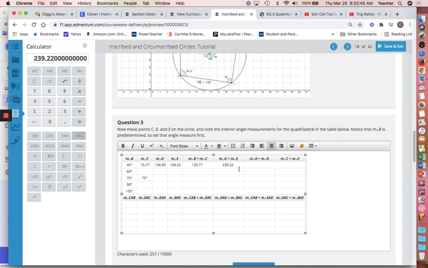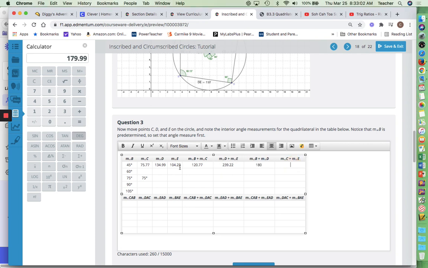All right, now I'm going to add B and D. So I'm going to add the 45 with the 134.99. 45 plus 134.99. That's close enough to being 180 to call it 180.